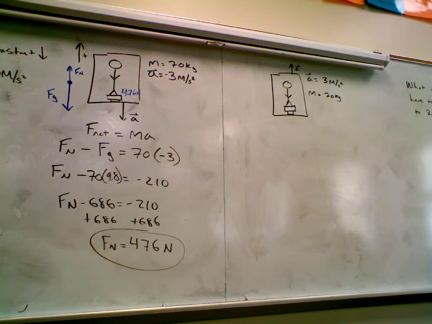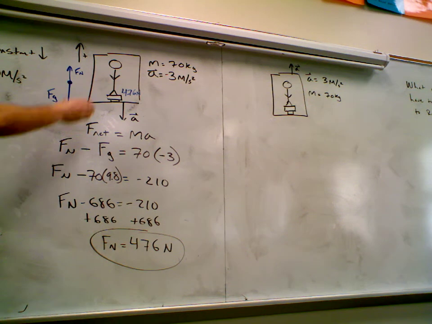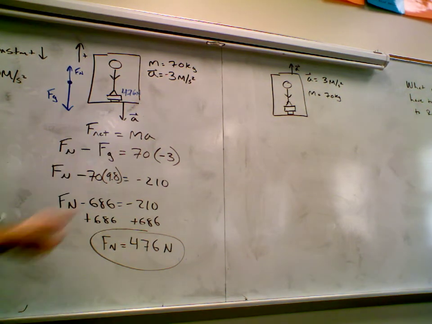I don't believe it. So what we just discovered, guys, is a quick way to lose weight. Okay? It's better than Jenny Craig. Getting an elevator going negative 3 meters a second downward, you lose a third of your weight.